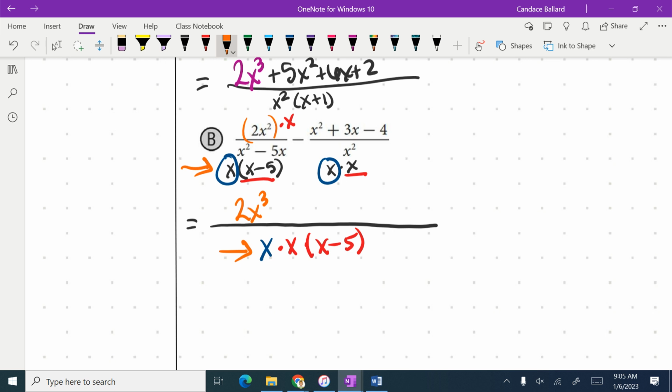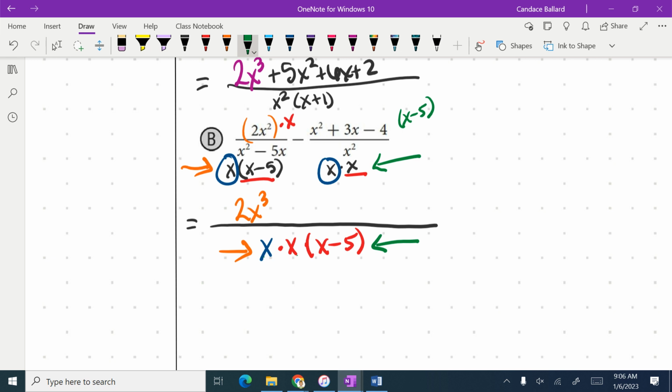Let's take a look at this back piece now. I'm looking at this denominator and comparing it to my common denominator. The arrows are not necessary. I'm just trying to point things out to you, okay? So I have a blue X and a red X. So what's missing? X minus 5. Good. A few of us woke up there, so that's good.